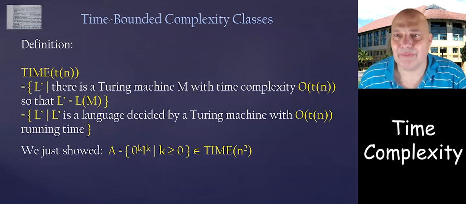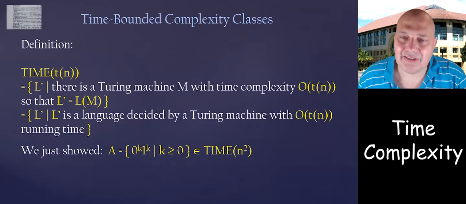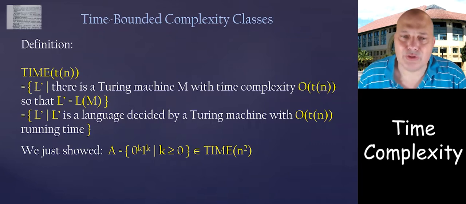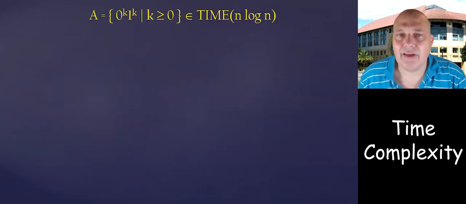It's also in time n to the 4. But the interesting statement is putting it in time that is as small as possible. So now we'll show that, in fact, this language is in time n log n, so better than n squared.